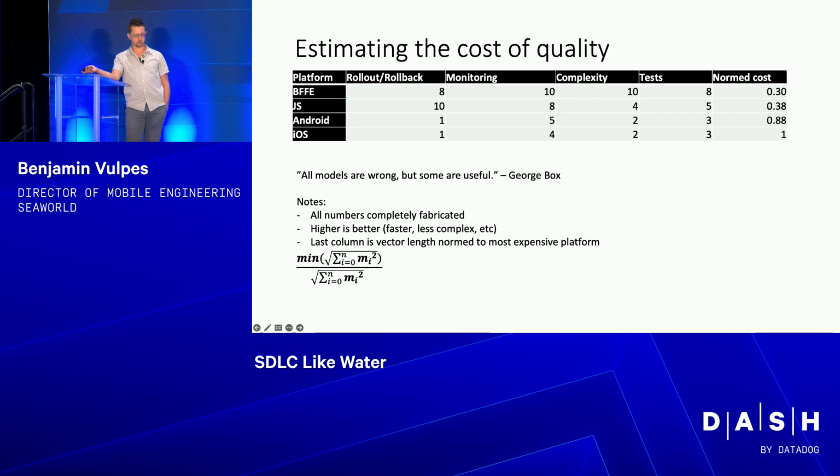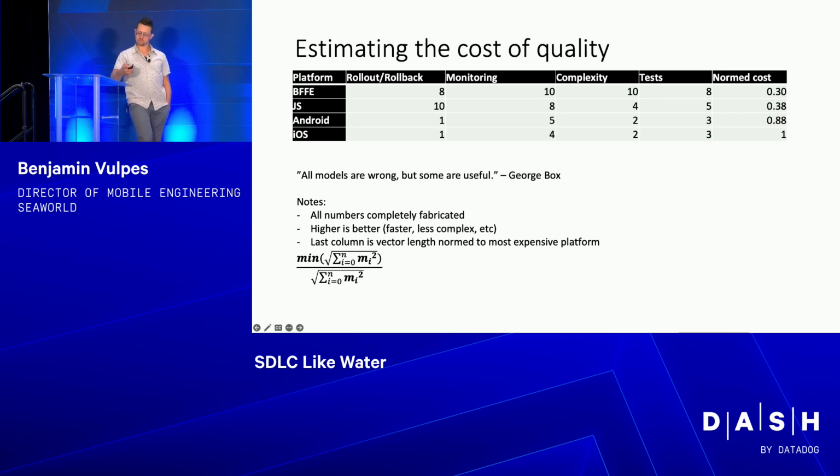So how do we calculate this normed cost? For each of these, we basically take the inverse of dividing the vector length of its complexity cost by the least complex thing. So this shows us who our problem child is, which is iOS, right? It's slow on rollout, rollback. It's got not as good monitoring as Android. Same kind of complexity cost, same kind of tests. So that's definitely our most complex thing to maintain.